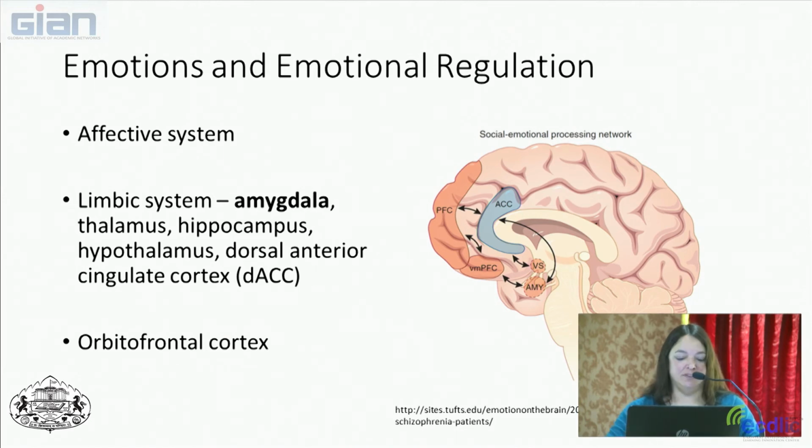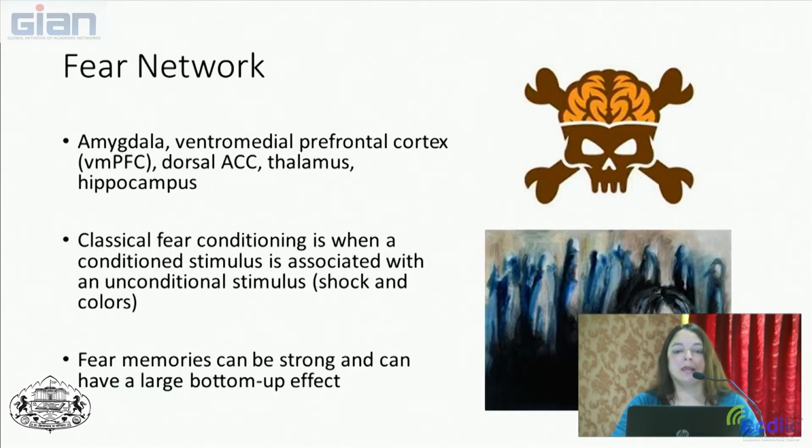And I gave you that example about fear. So again, fear is expressed in the amygdala, and it's thought to be regulated by the ventral medial prefrontal cortex. Dorsal ACC, we also see thalamus and hippocampus light up when we expose somebody to fear.